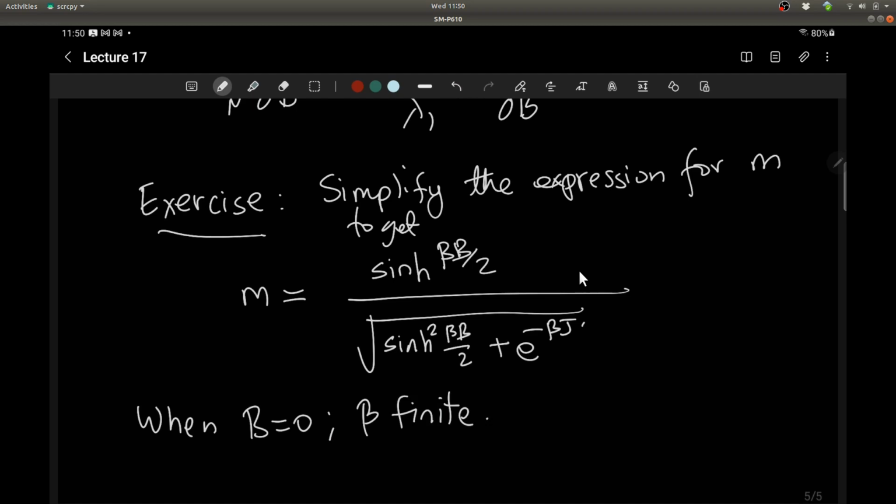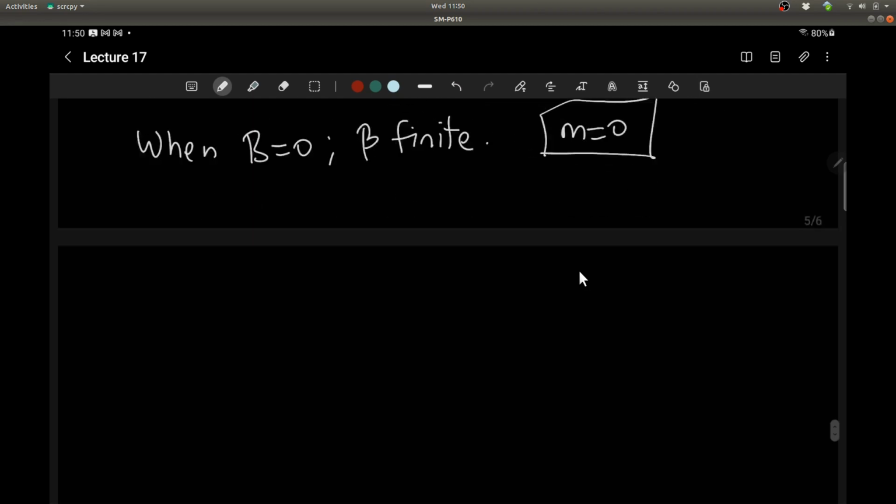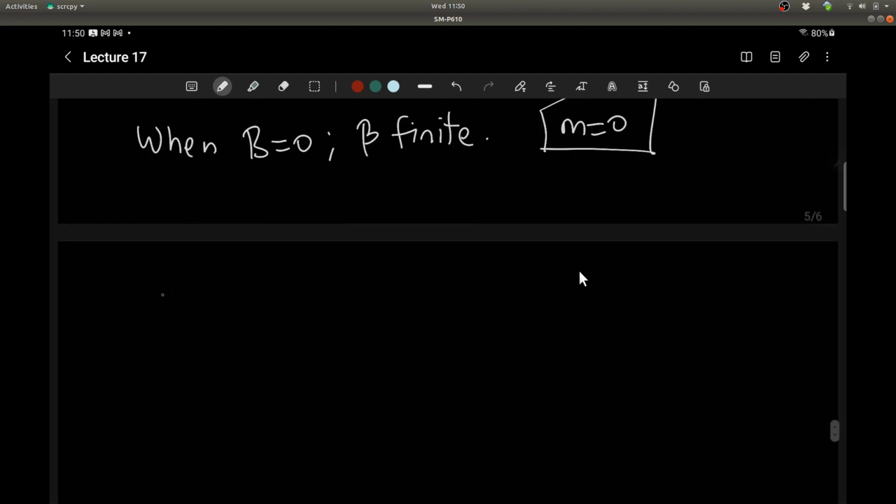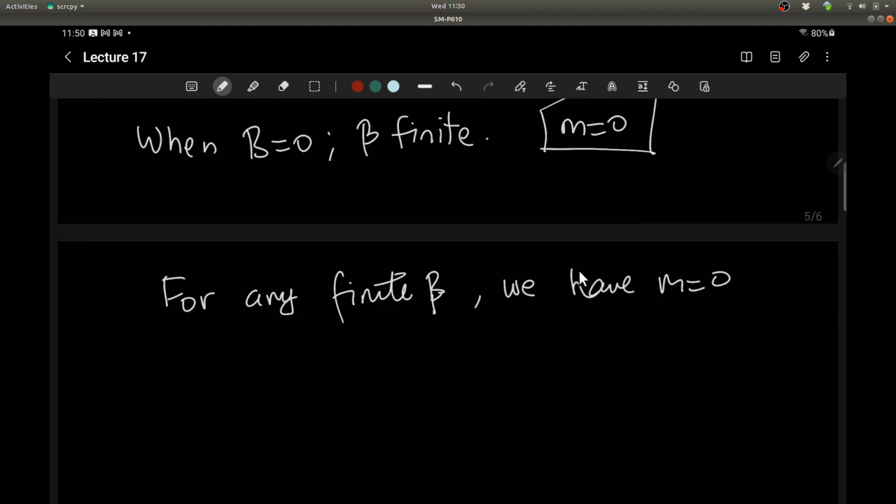Okay. When b equals 0 and beta is finite, what can we say? What happens to m? 0. Okay, so what this says is that for any finite beta, we have m equal to 0. In other words, this implies we have a paramagnetic phase.